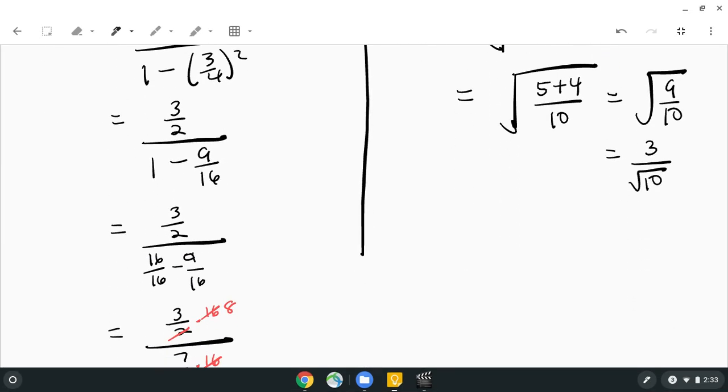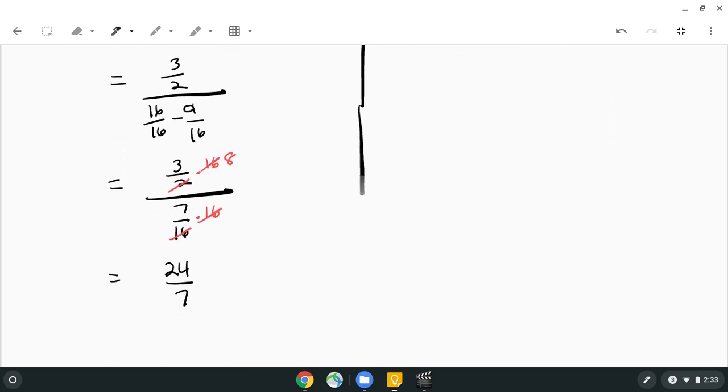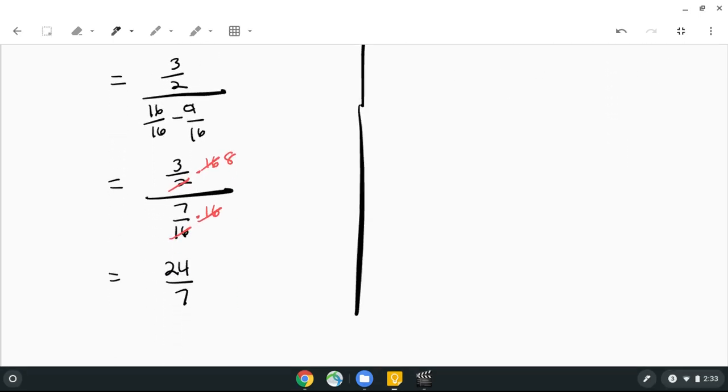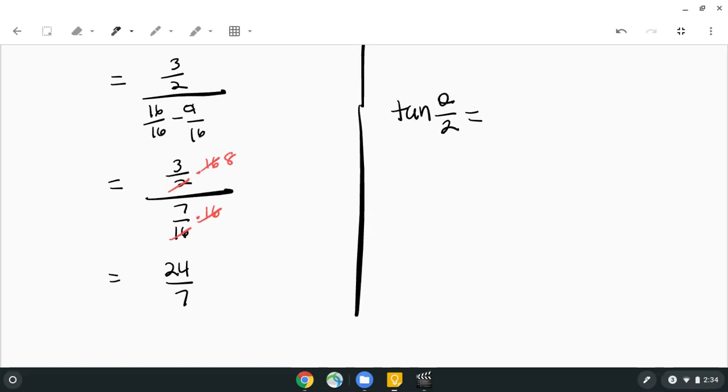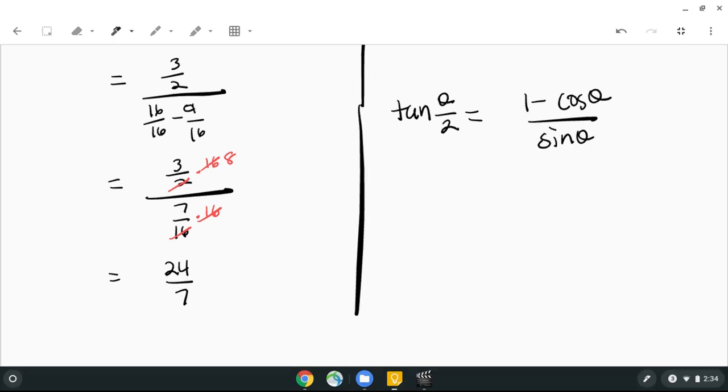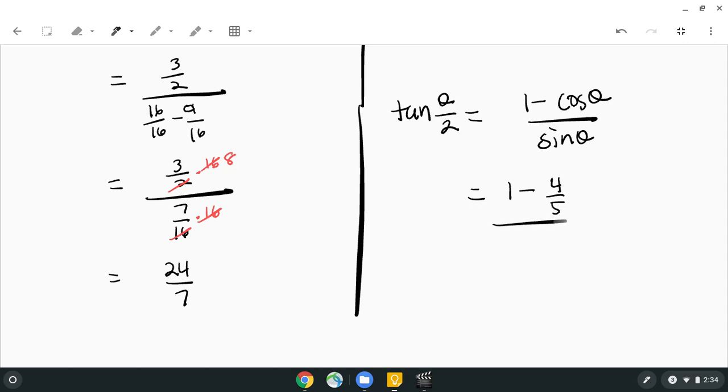Okay, and let's do tangent of the half angle. So tangent of the half angle, I will use this one, 1 minus cosine theta over sine theta, since I know what cosine theta will be and what sine theta will be. So here I have 1 minus, cosine theta is 4 over 5. And then sine theta is 3 over 5.